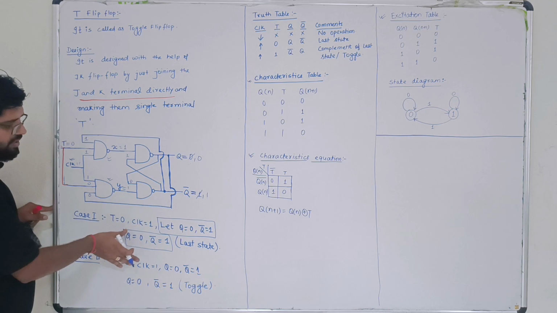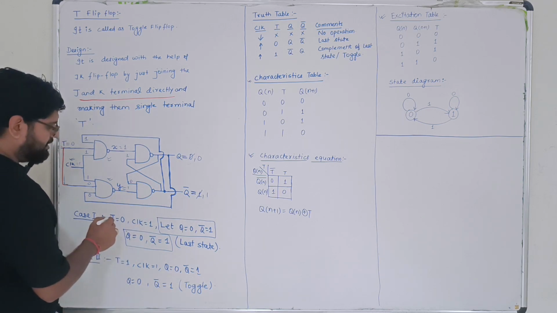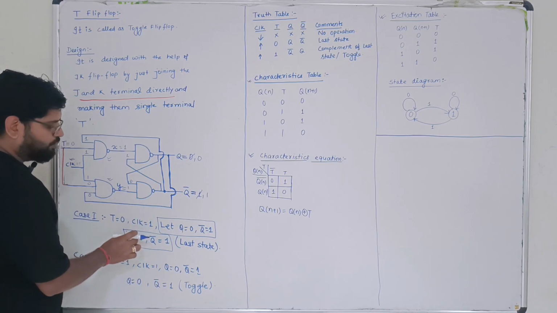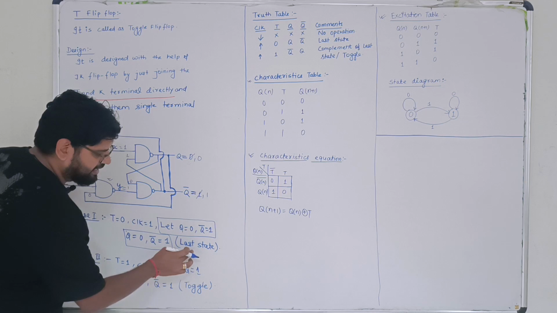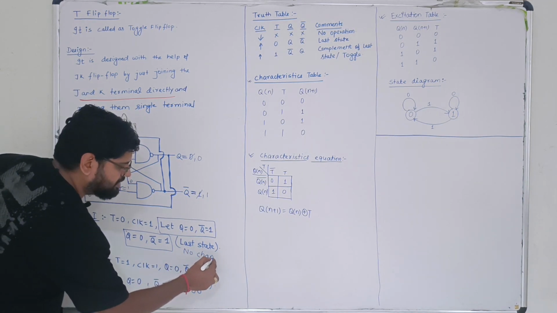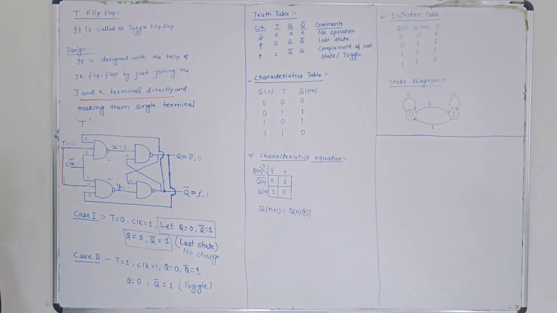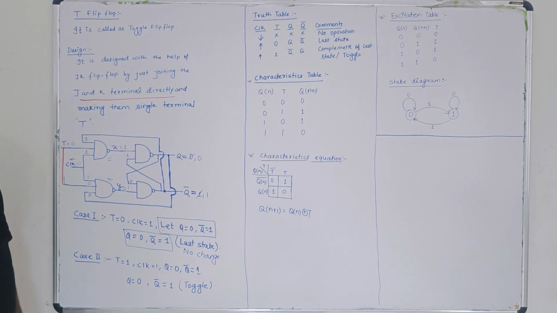After getting this value, we can easily state that when T is equal to 0 and clock is equal to 1, the output Q and Q bar will not change, and that is why I am describing that as the last state, or you can say the no change condition. I mean, there is no change occurring in the case of a T flip flop if we are considering the input as 0.